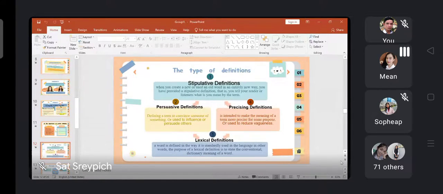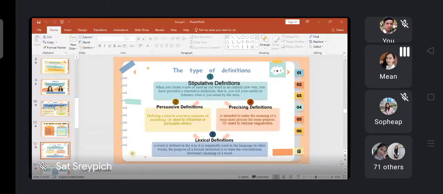This is the kind of definition where we can create a new word or use an old word in an entirely new way, and you tell your reader and listener what you mean by this term. For example, the word selfie. When you hear the word selfie, you can understand it immediately, like people who like to take a photo of him or herself. Even though it was not in the dictionary, when you hear the word selfie, you understand it immediately.